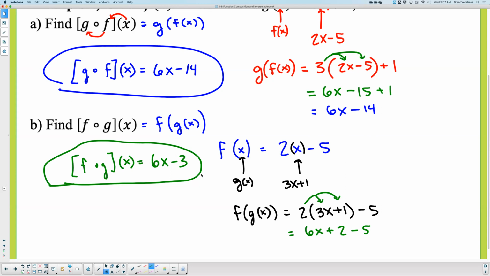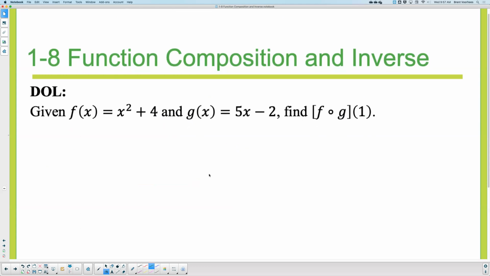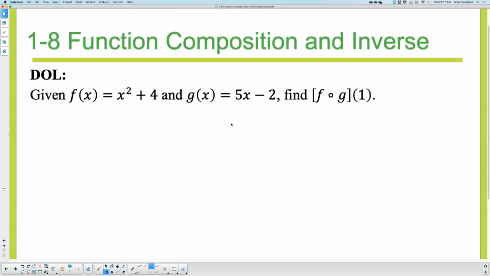Okay, so you've seen me do a couple of these. I want you to take some time to find f of g of 1. Find f of g of 1.